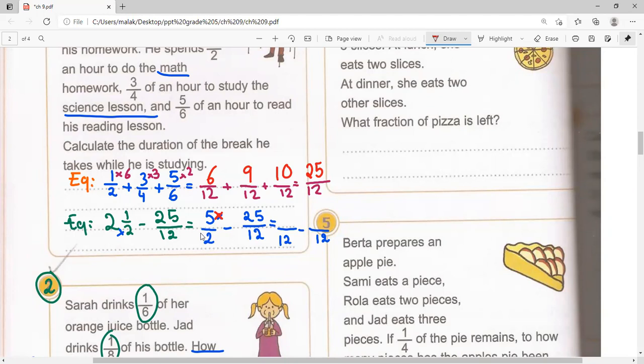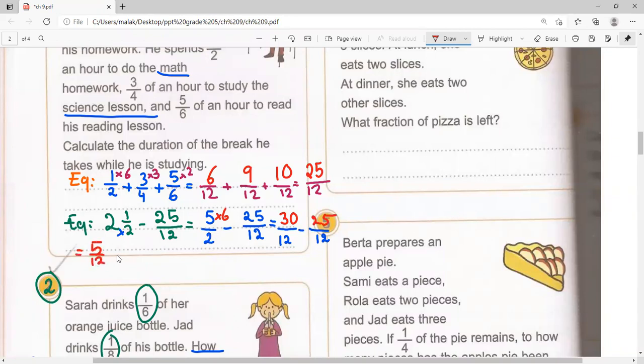Continue please. Which number in table 2 gives us 12? 6. So we have to multiply by 6. 5 by 6, how much? 30. Yes. Then let's subtract them. 30 minus 25, how much? 5. So it's 5 out of 12.